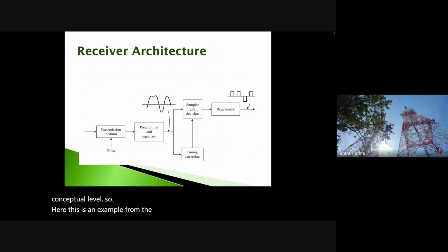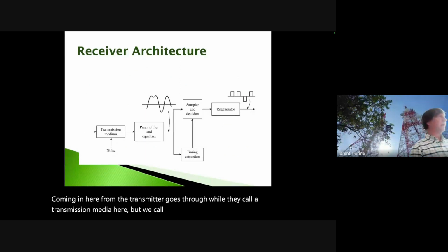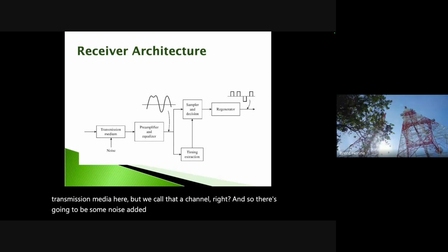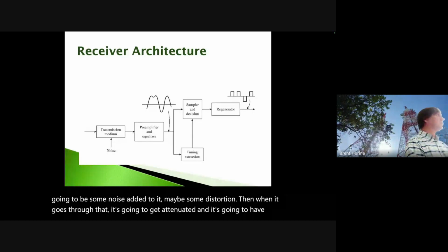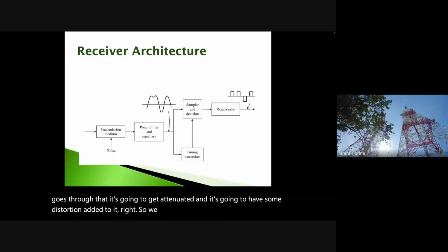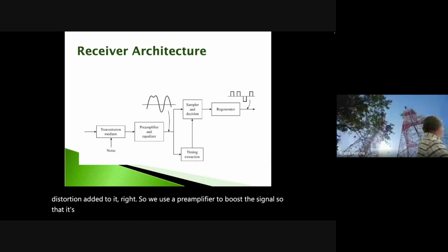You have a signal coming in from a transmitter, goes through what they call transmission media here, but we call that a channel. There's going to be some noise added to it, maybe some distortion, and it's going to get attenuated. So we use a preamplifier to boost the signal so that it's minimally affected by the noise. And then we have this equalizer, which we'll talk about today.